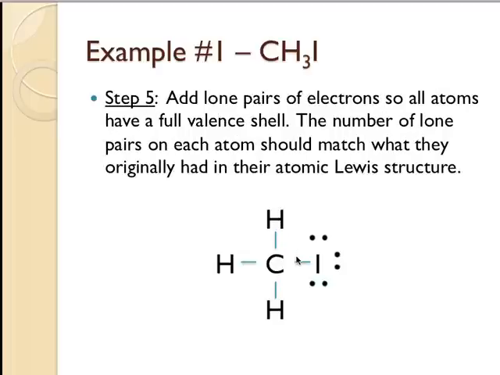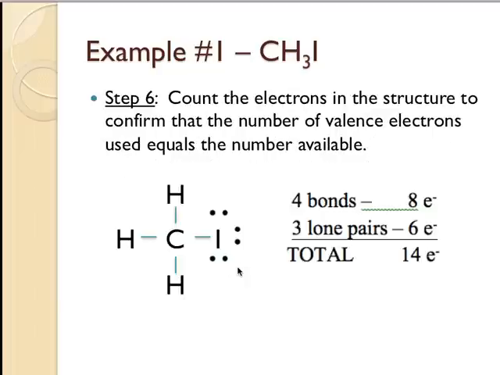Next step is to add the lone pairs so that all atoms have a full valence shell. Count the electrons to make sure that the number of valence electrons equals the number available. So I have those 4 bonds, each has 2 electrons in them for 8 electrons, and I have 3 lone pairs for 6. I end up with 14 electrons, which is what I started with.